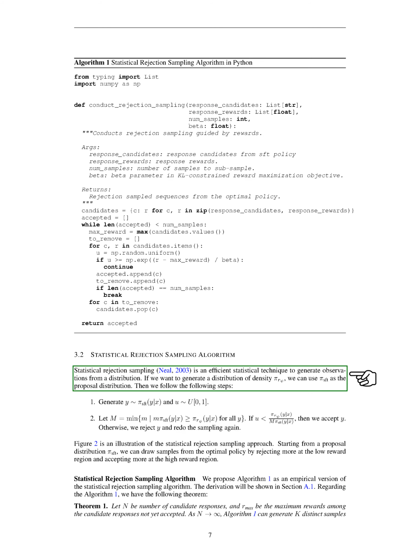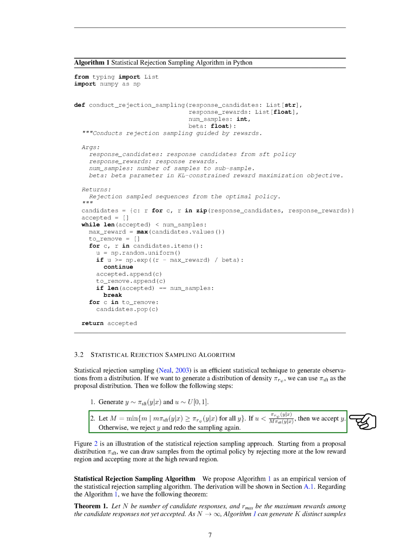Statistical rejection sampling is a technique used to generate observations from a distribution. If we want to generate a distribution of density from the reward function, we can use the SFT policy as the proposal distribution. The process involves generating a sample from the SFT policy and a random number between 0 and 1. We then determine a minimum value, m, such that the SFT policy is always greater than or equal to the reward function.